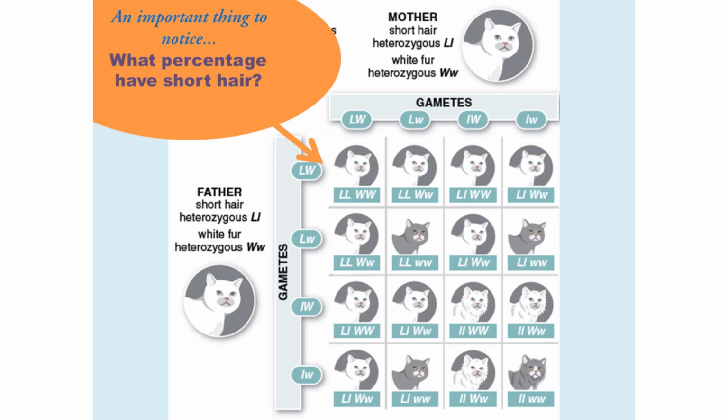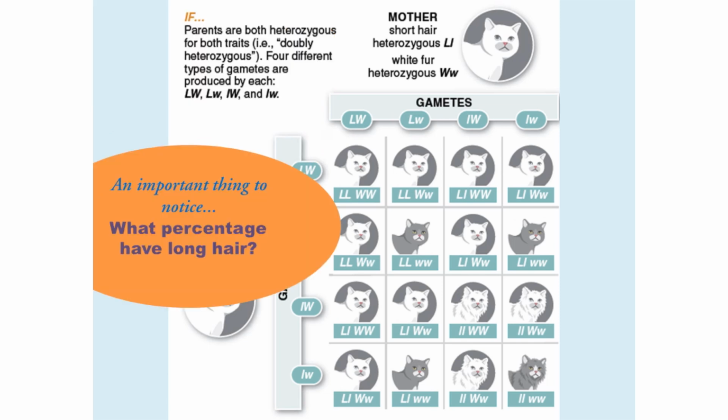You'll see in the lower quadrant, those 4 are long-haired. So 12 out of 16 have the short hair. When you look for the long hair, it's 4 out of 16, 1/4. And so you see the same pattern that we saw when we were looking at just one trait at a time. This is another way that you could organize the outcome from the cross.